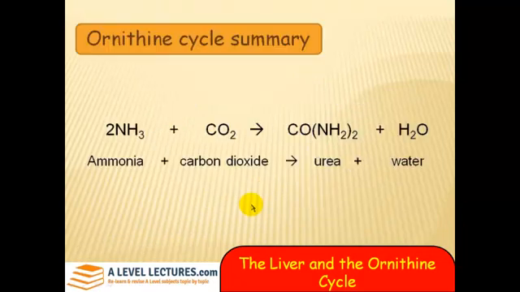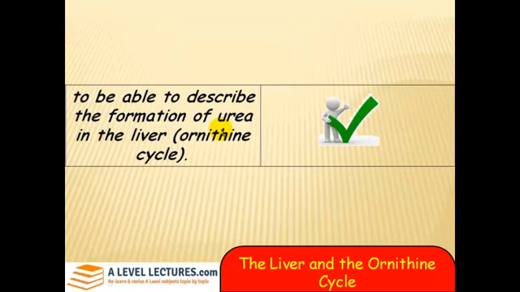We can summarize it very, very quickly by saying that over here we've got ammonia plus carbon dioxide gives us urea here plus water. Okay. This is very much an oversimplification. It misses out all those different molecules involved. It's worth just seeing the bigger picture so you know what we've got. Now we can put a big tick. We can now describe formation of urea in the liver. Yep, I think we can put a big tick there. I think we've achieved that bit, don't you?